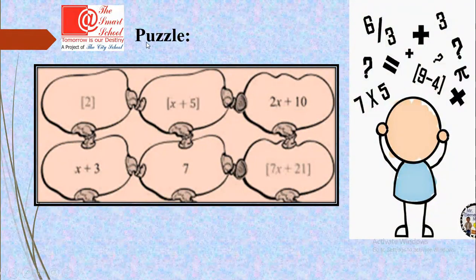Now a little puzzle. Here you have to multiply 2 by x plus 3. This is monomial and this is binomial. Here we have to do x plus 5 multiplied by 7. Here you have to multiply 2x plus 10 with 7x plus 21. I hope you can copy down this quickly and then find the answer.